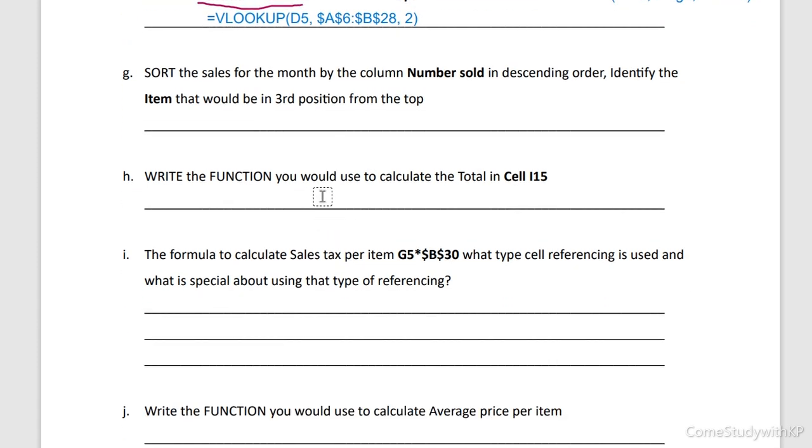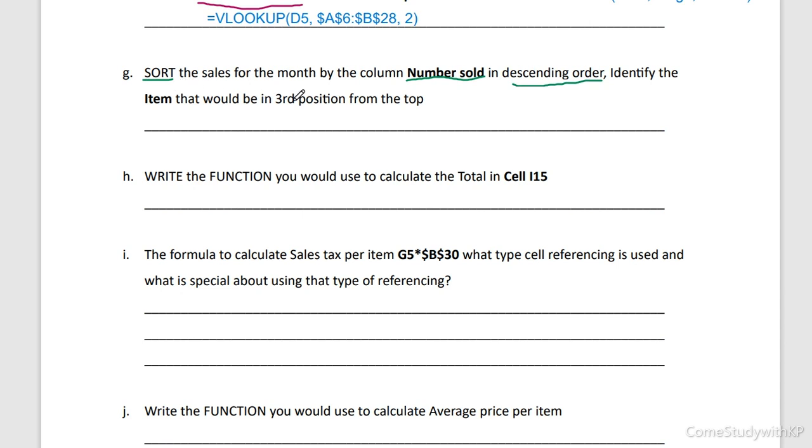Next question, sort the sales for the month by the column number sold in descending order. Identify the item that would be in the third position from the top. So we're going to sort on the column called number sold. Remember, when sorting, we need to know what we're sorting by, and in what order. It says we're sorting by the number sold, in descending order. Identify the item that is in the third position.